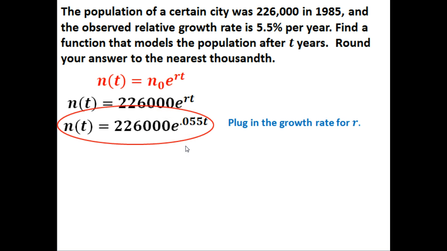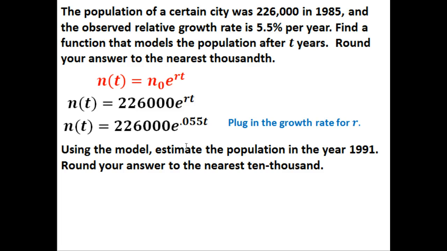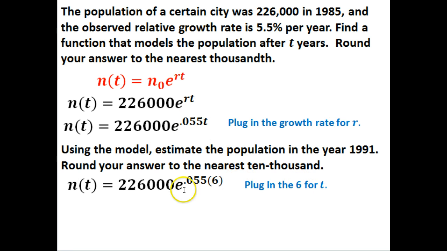Now, the next step of the process, they ask us to use this model to predict the population in the year 1991. So here is our model. And we've got to determine, okay, 1991, let's see, that is t years after 1985. So that's the part that we know now. We know that that is 6 years after 1985. We just subtracted 1991 minus 1985, and that would be 6 years. So now we're going to plug in 6 for t. We're going to use this formula that we just came up with, and we're going to plug the 6 in for t. There we go.